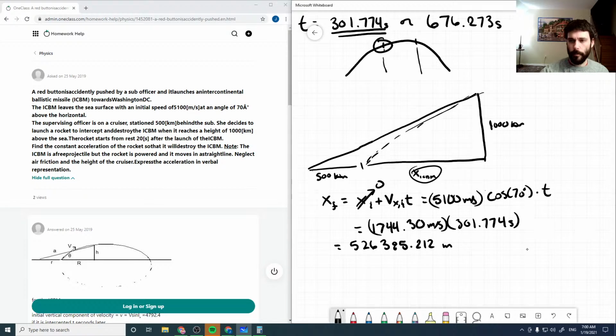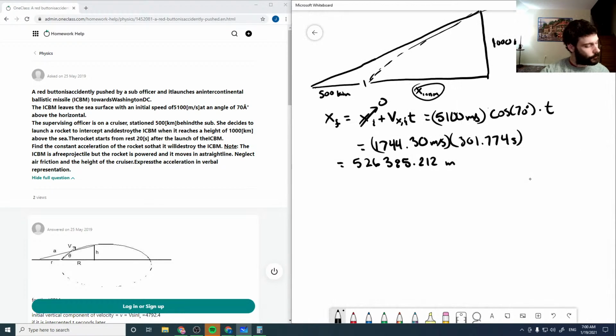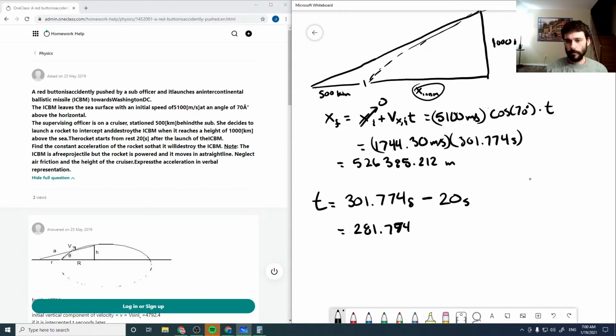So now we have our full rocket flight. Now the thing to remember is that we're told the rocket starts 20 seconds after the launch of the ICBM. So that means that the time our rocket has is the rocket time, 301.774 seconds, minus 20 seconds. So the flight needs to take 20 seconds less time because it starts 20 seconds later. And so that makes it 281. So that's our time for a rocket.